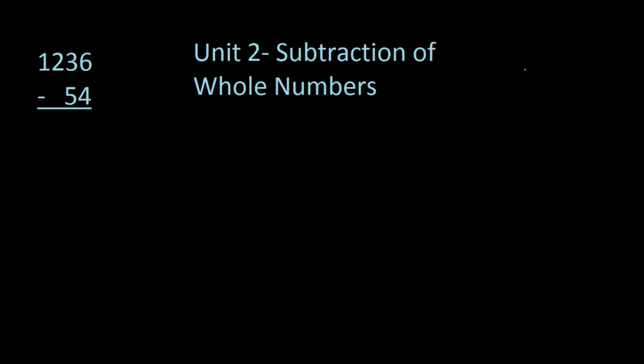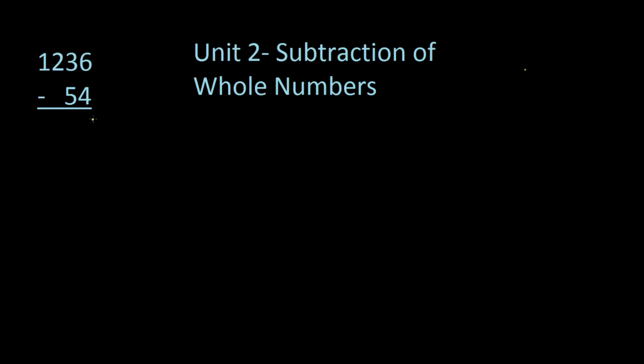For Unit 2, we're going to cover the subtraction of whole numbers. And you see over here on the left, I've taken the liberty of already writing down the numbers that are in this first paragraph, 1,236 minus 54. And what we're going to do is, just like you did in addition, your numbers are lined up in a ones column, a tens column, a 100s column, a thousands column, 10,000s, 100,000s, millions, etc.